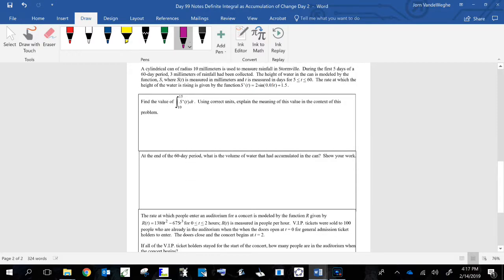This cylindrical can problem, I will let you do on your own. I have sent you the key through Remind. It's very similar to the problem on the front.